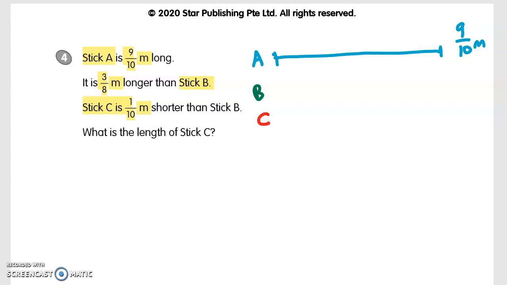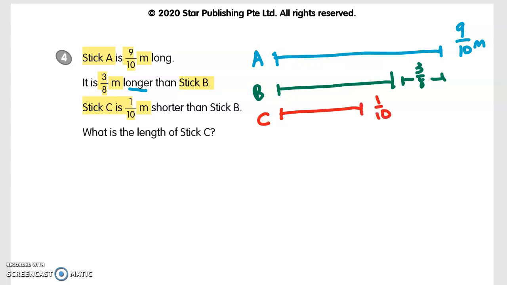And it is 3 out of 8 meter longer than stick B, which means stick B is shorter by 3 out of 8 meter. We have stick C. Stick C is 1 out of 10 meter shorter than stick B. What is the length of stick C?